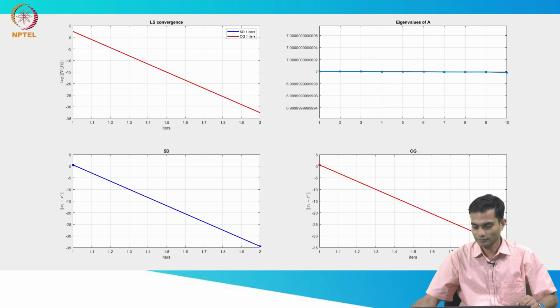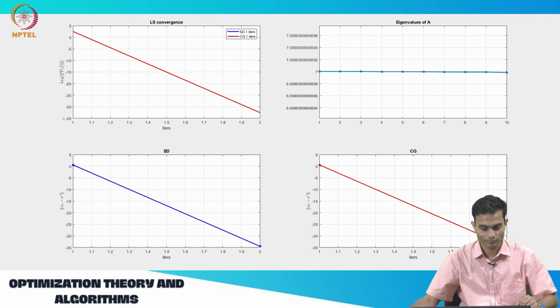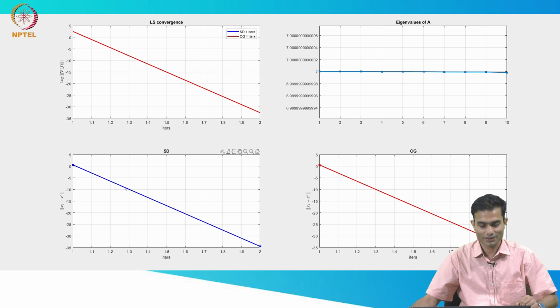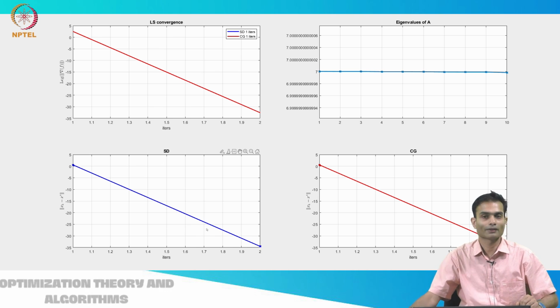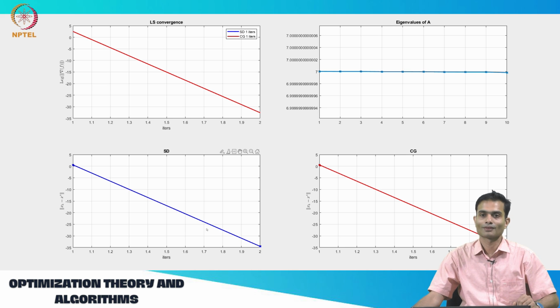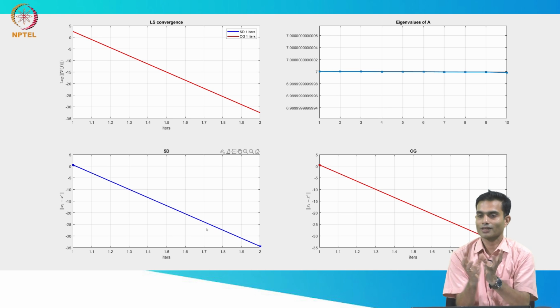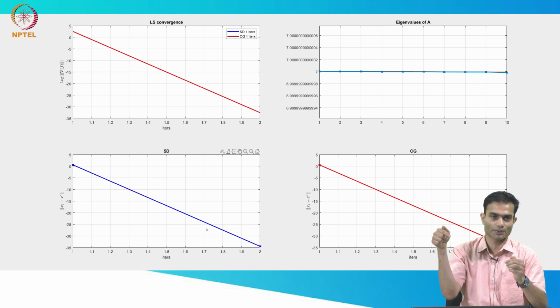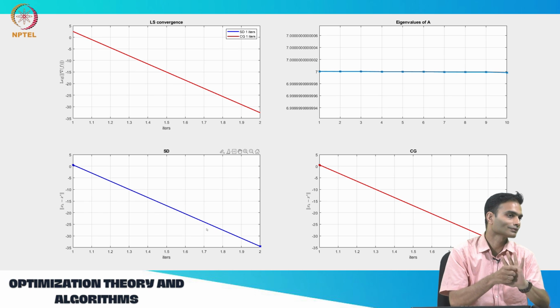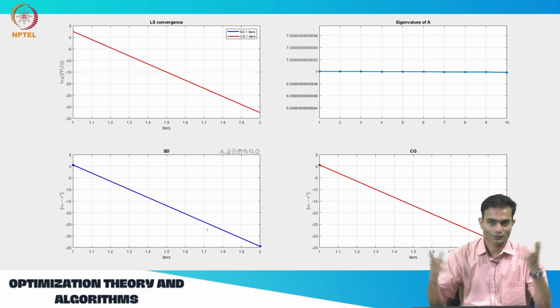I basically, it took me one step to get there. But what happened to steepest descent? Steepest descent also took one step only. Why? Why is the first step the right step? Because it's a circular thing, right? So wherever you go, steepest descent is directly taking me to the center, right? So that's what it is.